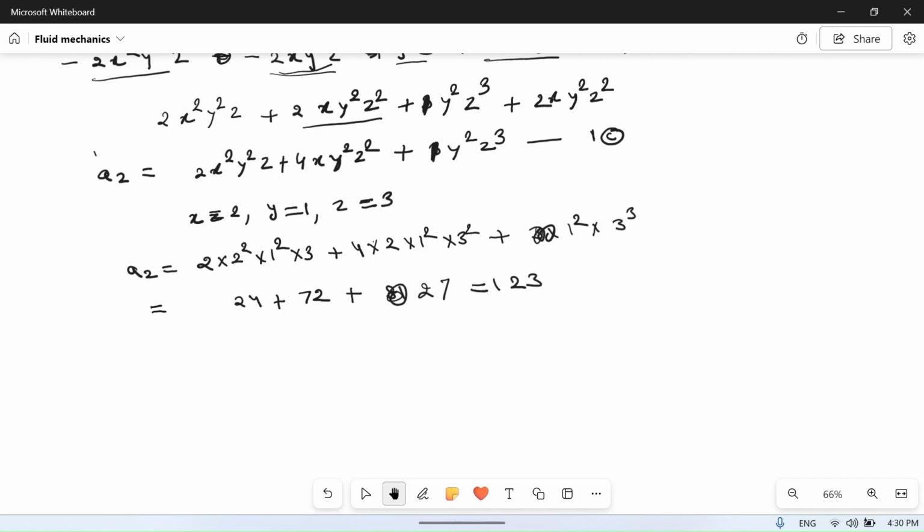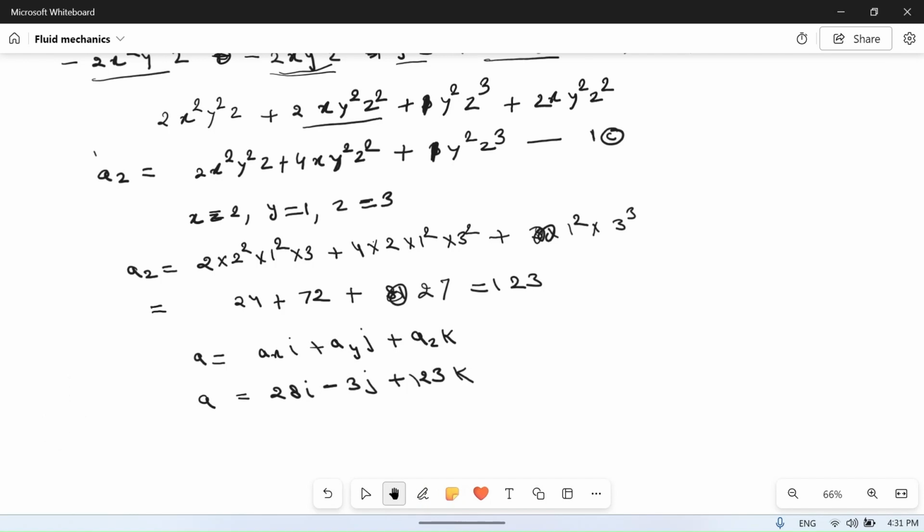Okay, so if we add all three components, then acceleration a will become axi plus ayj plus azk. Okay, so if we put all the values, ax was 28i and ay was minus 3j plus az was 123k. Okay, so this is the value of acceleration in vector form.